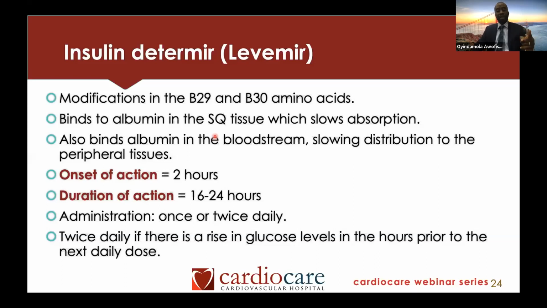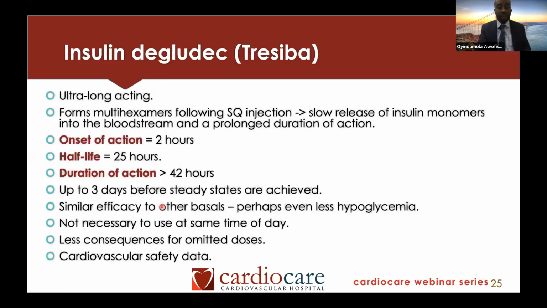But for some people, in whom the duration of action has been proven to be shorter, before the next dose you see that the glucose level starts going up. Such people should be on a twice daily dosing regimen for the detemir. So comparing glargine to detemir, glargine has a more consistently longer duration of action, which is a good property for a basal insulin.